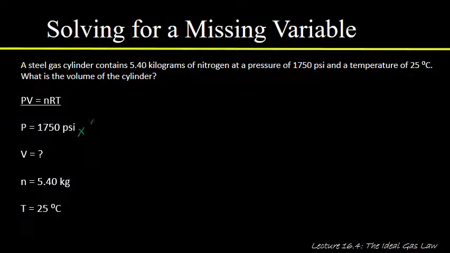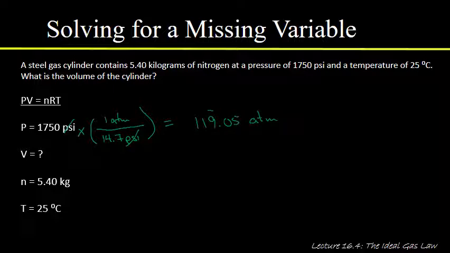We've got our pressure in psi. We need to get that into atmospheres so we can remember that there are 14.7 psi in 1 atmosphere. And when we do that math, we get 119.05 atmospheres, or 119 atmospheres. Volume, we don't have to worry about that right now because that's what we're looking for. So I put a little question mark there.